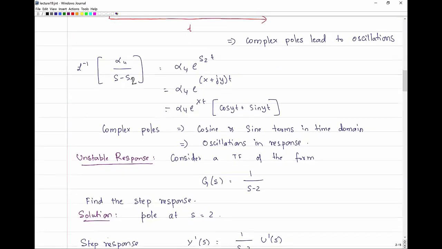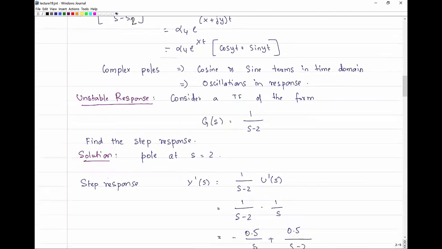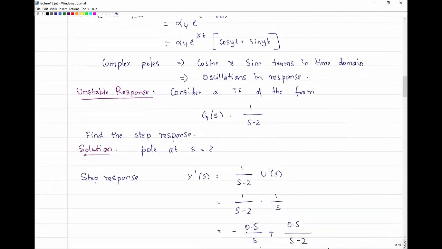It turns out that there are certain processes where the response could naturally be unstable or explodes with time, even if the input is stable and is not exploding with time. One of those transfer functions is given here. It's 1 over s minus 2. Let's try to find its response in time domain.